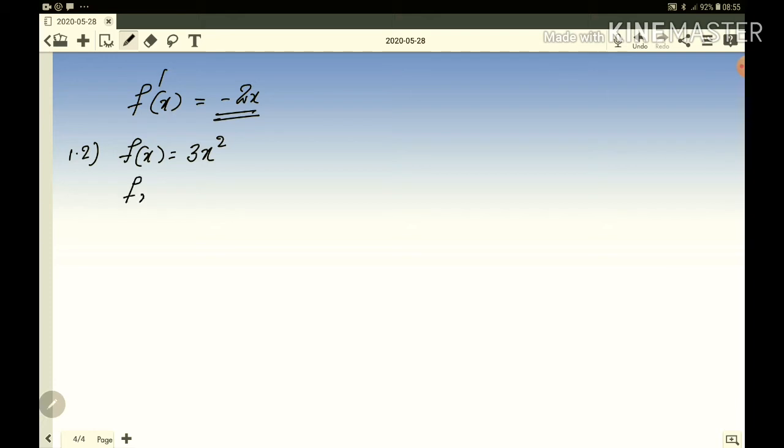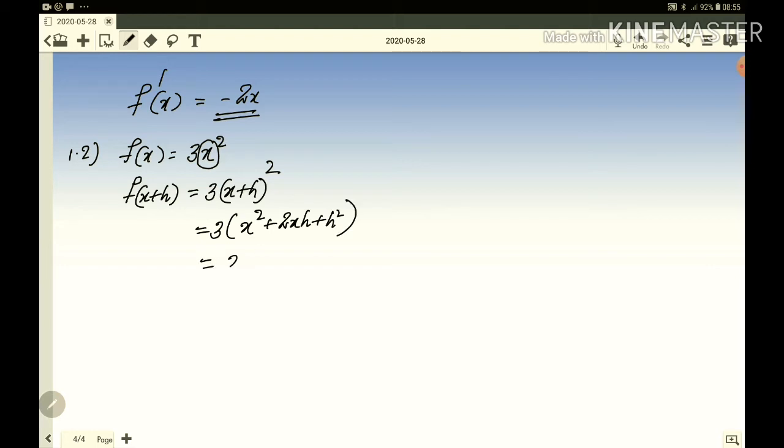Next one is f of x plus h. On the right hand side, wherever you see x, write x plus h. All other numbers, just leave as they are. Don't forget to use the bracket. That is very important because you are replacing x with a binomial. Binomial means two terms, x and h, right? That is 3. Now when you open it, you can use the FOIL method. I'm going with the straight method, that is x square plus 2xh plus h square. Now when I open the bracket, 3x square plus 6xh plus 3h square.